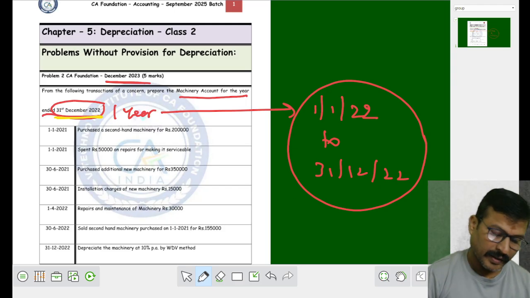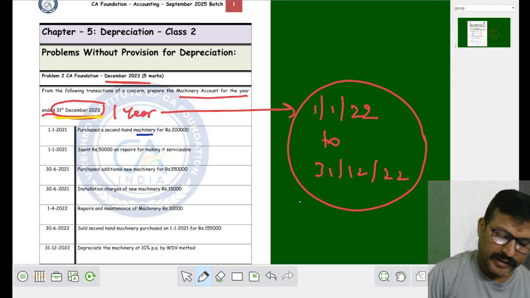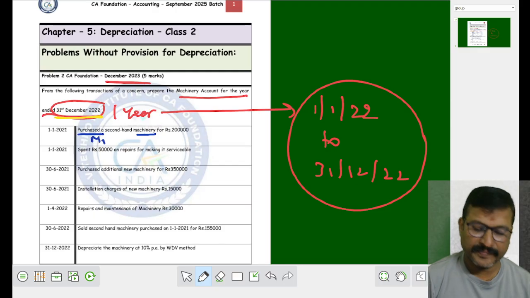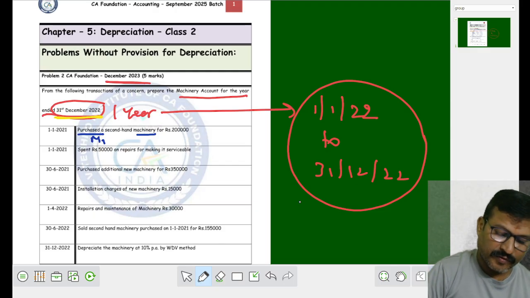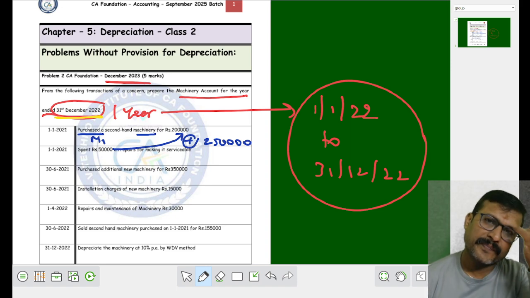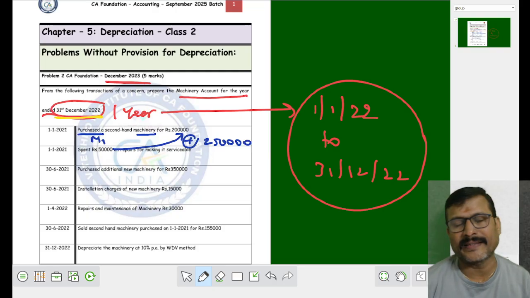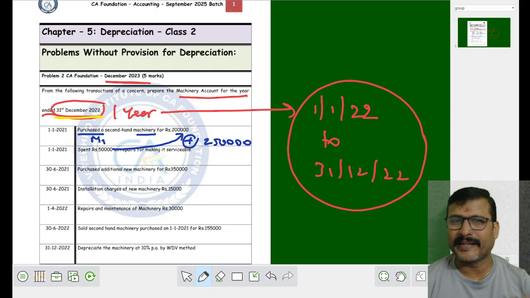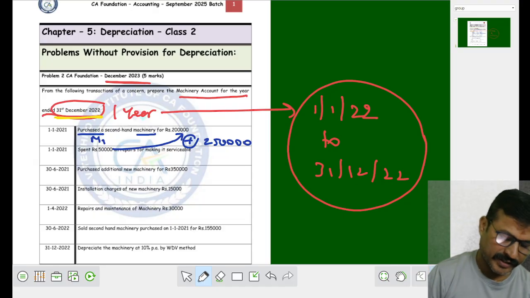Did you get it? Now, purchased a second hand machinery. So this purchase is there, you can call it M1 is purchased. Spent 50,000 for repairs and making it serviceable. What to do? This 50,000 is added to the 2 lakh. The amount comes to rupees 2 lakh 50,000. That is the cost of the first machine, wherein whatever expenses are incurred on the date of purchase of a second hand machine is a capital expenditure that is to be added to the cost of the machine. It's very important in true and false questions.